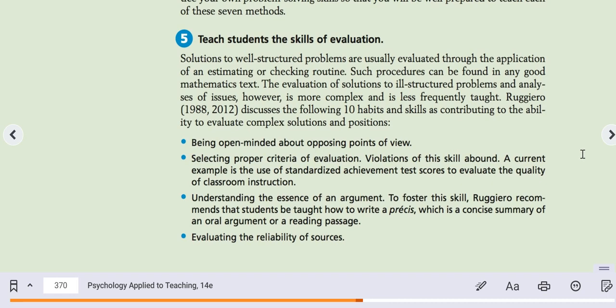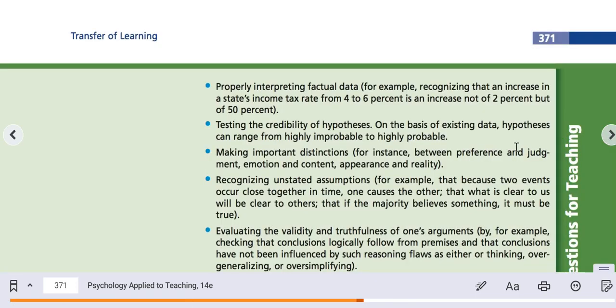Understanding the essence of an argument. To foster this skill, Ruggiero recommends that students be taught how to write a precis, which is a concise summary of an oral argument or reading passage. Evaluating the reliability of sources. Properly interpreting factual data. For example, recognizing that an increase in a state's income tax rate from 4 to 6% is an increase of not 2%, but of 50%.